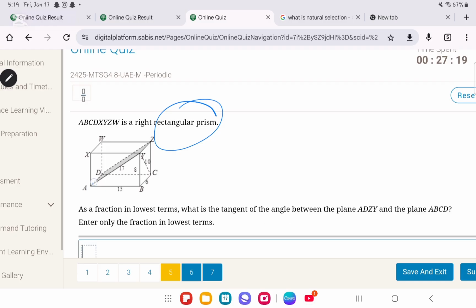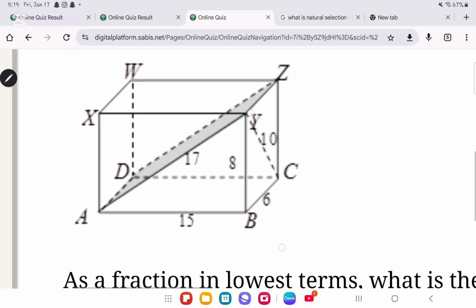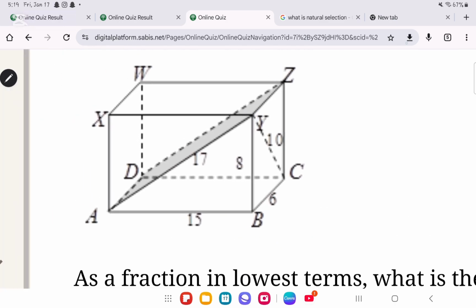So let us color the plane ADZY, okay? And the plane A, B, C, and D. So the angle between them is this angle over here. So I will try again. Maybe if I zoom in, it's gonna be better. Okay, so between plane ADZY and plane ABCD, now the angle they are looking for is this angle over here.